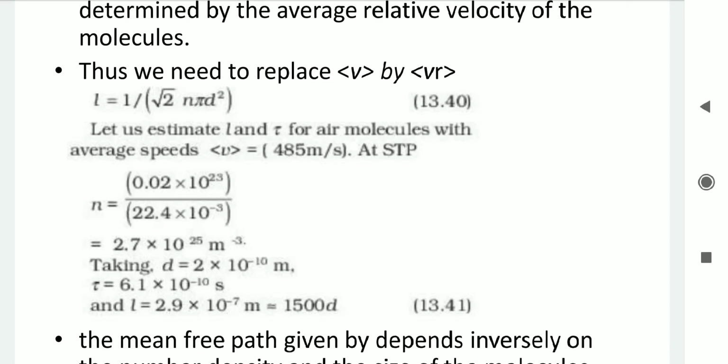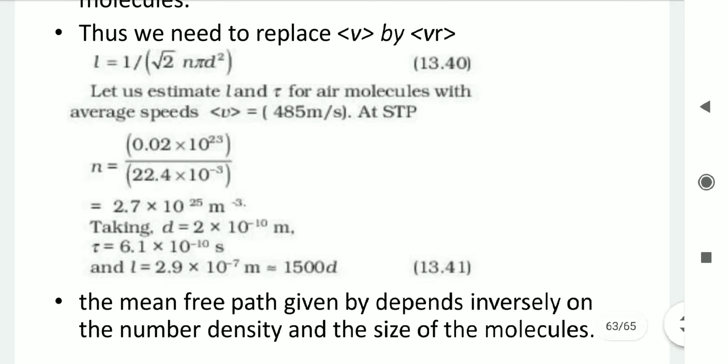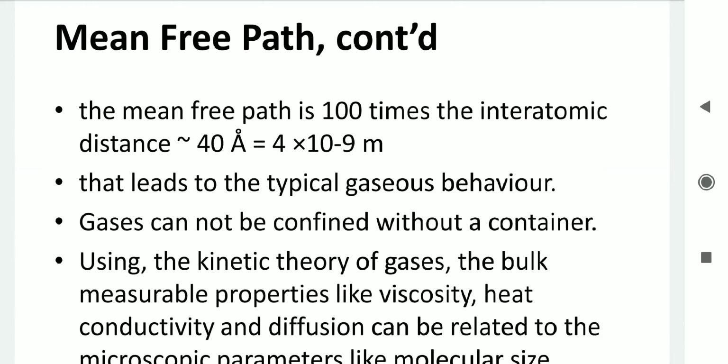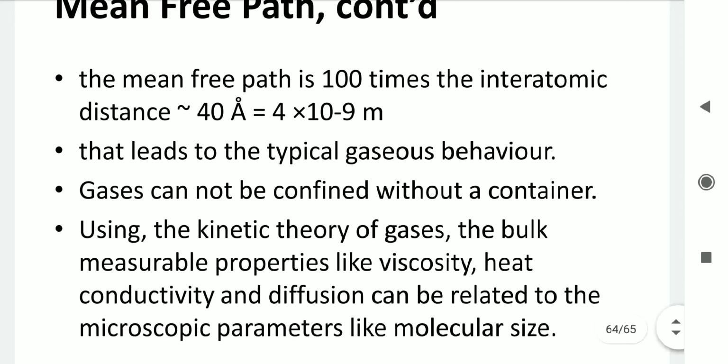Take d equal to 2 into 10 raised to minus 10 meter. So the relaxation time between two collisions, tau, equals 6.1 into 10 raised to minus 10 second. And the distance between two successive collisions, L, equals 2.9 into 10 raised to minus 7 meter. So this mean free path depends inversely on the number density and the size of molecules. The mean free path is about 100 times the interatomic distance, that is 4 angstrom, 4 into 10 raised to minus 9 meter, which leads the gas behavior, and gases cannot be confined without a closed container.